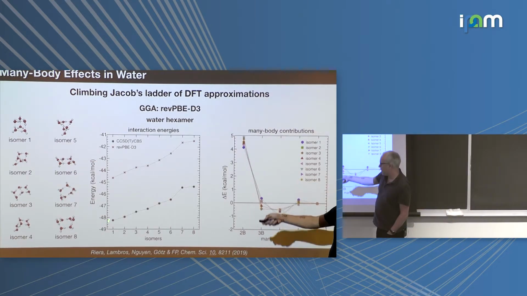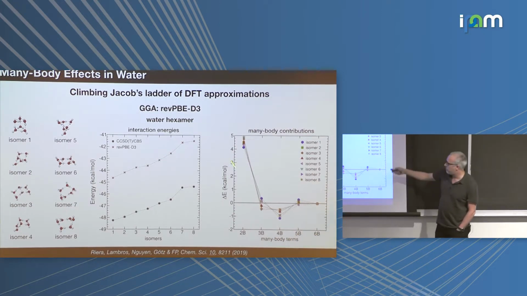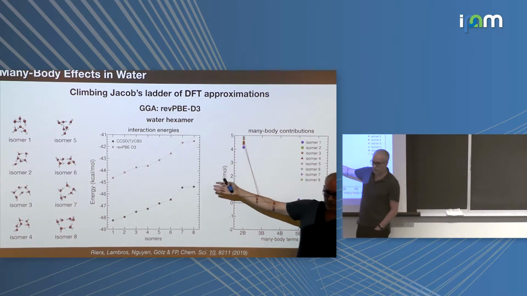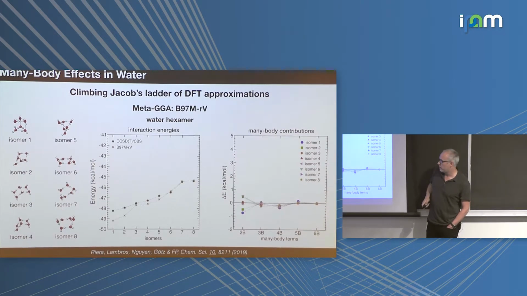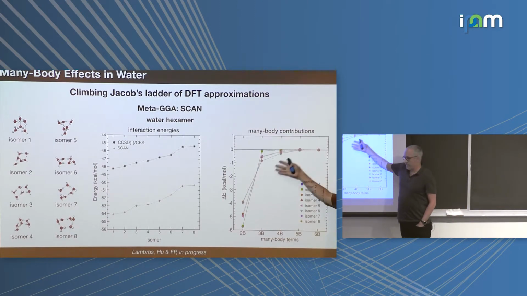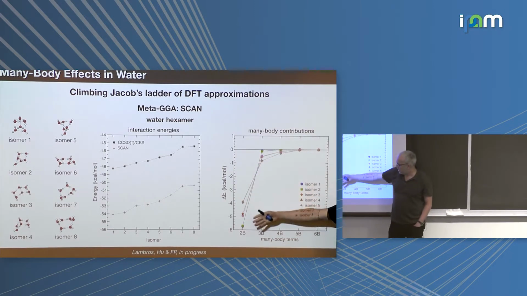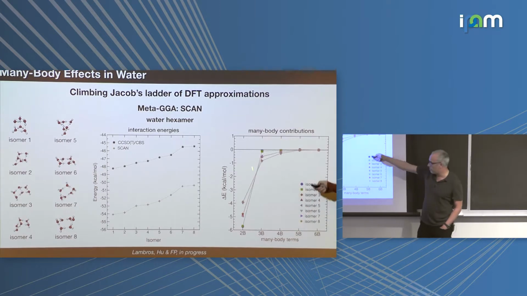These are the water hexamer energies, coupled cluster and DFT models. You can see that revPBE-D3, which has been proposed as a good model for water, actually is not that good because it has huge errors at any order of the interaction. It improves when you go to the meta-GGA. This scan is the functional that Winan was showing. And you can see that the errors are quite remarkable in the energetics, but also in the many-body decomposition.